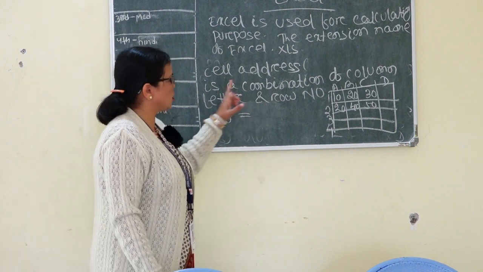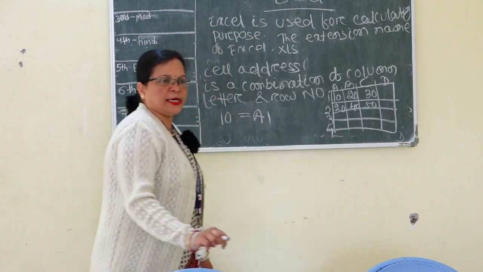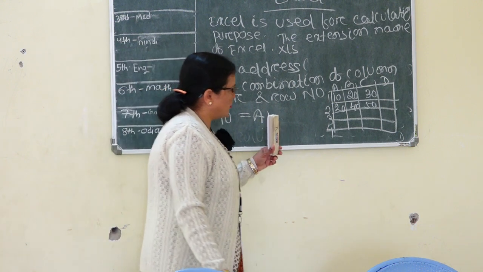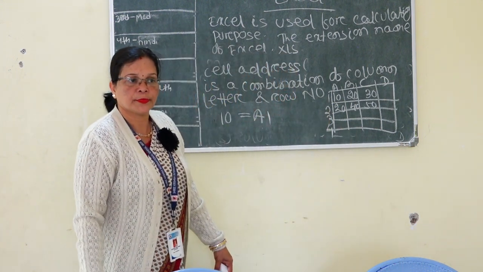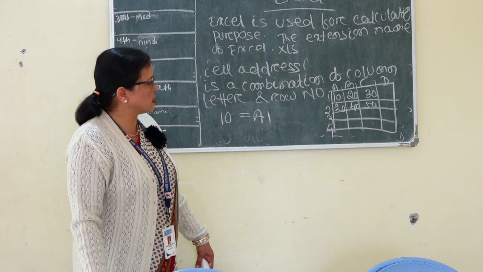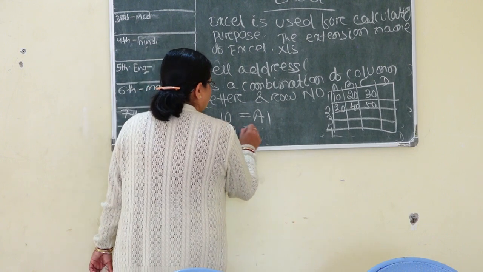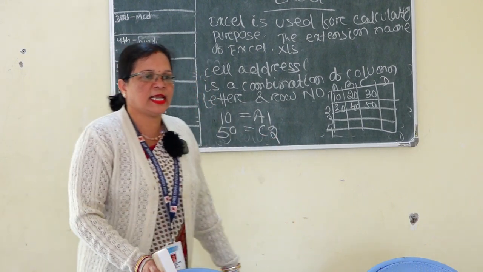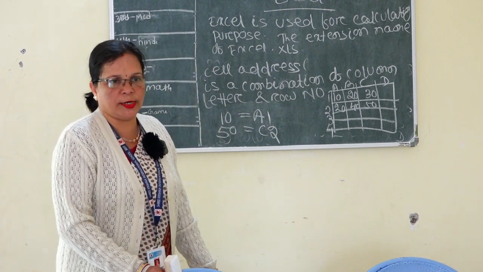So a cell address is a combination of column letter and row number. So likewise tell me what is the cell address of 50? C2. Very good. What is the cell address of 50? C2. So what is cell address? Cell address is a combination of column letter and row number.